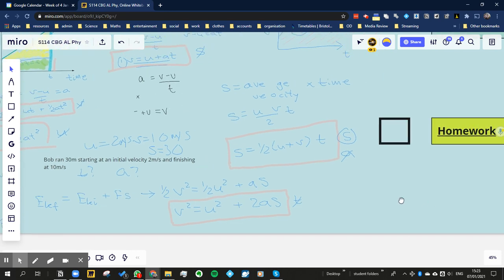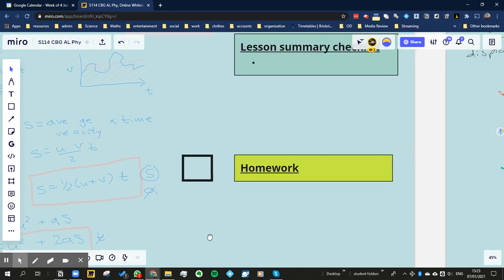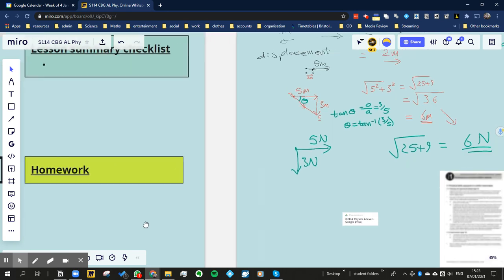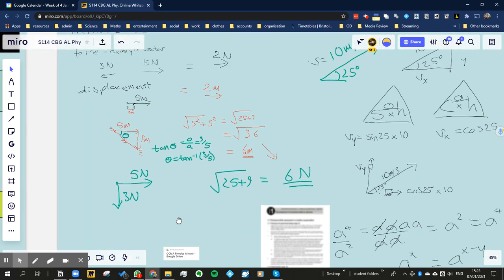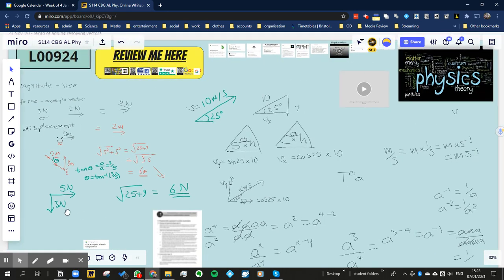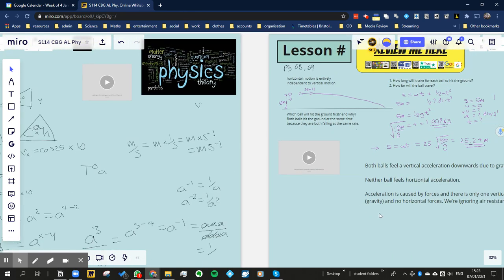So that was a whole lesson on SUVAT there, which I won't go too much into at this stage, but I want to briefly bring in the work on projectile motion.